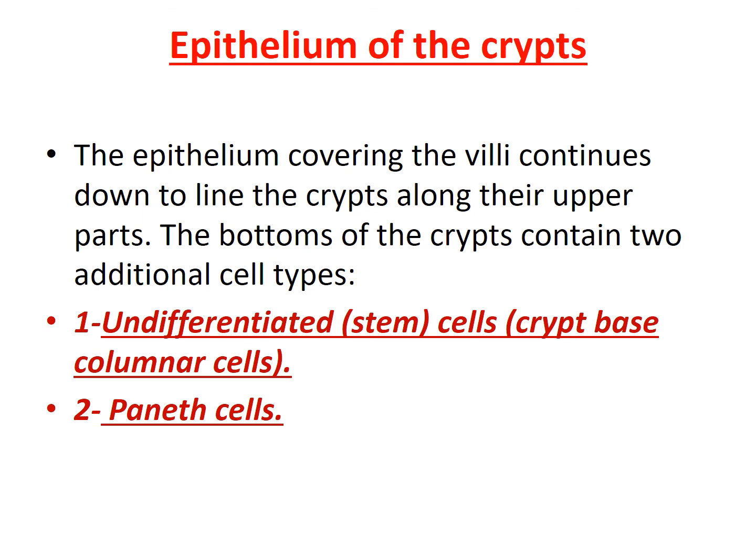The epithelium of the crypt. We said that the epithelium covering the villi continues down to line the crypts along their upper parts. Beside the columnar absorptive epithelium, goblet cell, and enteroendocrine cell, the base of the crypt contains two additional cell types, which are called undifferentiated stem cell and Paneth cell.